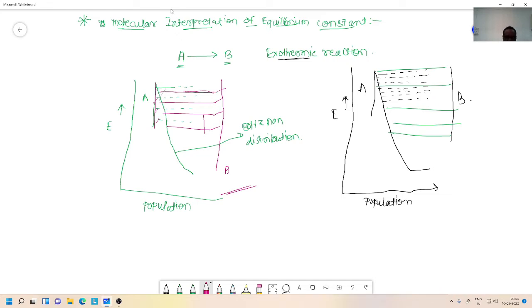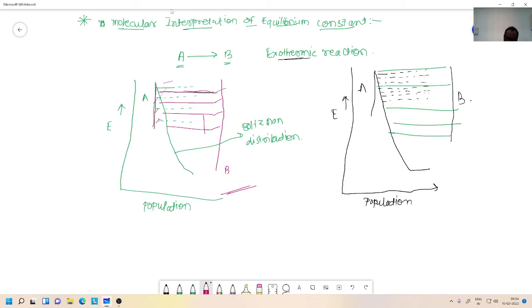What are these energy levels? Kinetic theory of gases. In the kinetic theory of gases, we have learned that if I take 1 mole of a substance, the molecules in that 1 mole may have different energy levels. Some of the molecules have lower energy levels, some of the molecules have higher energy levels. So there is a difference in the energy level, right?